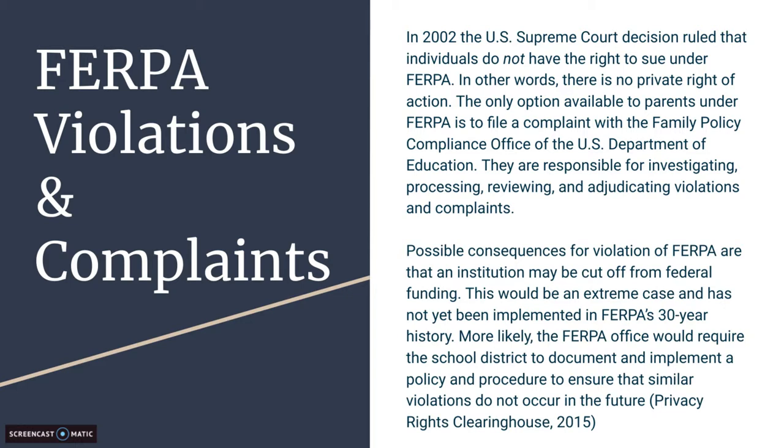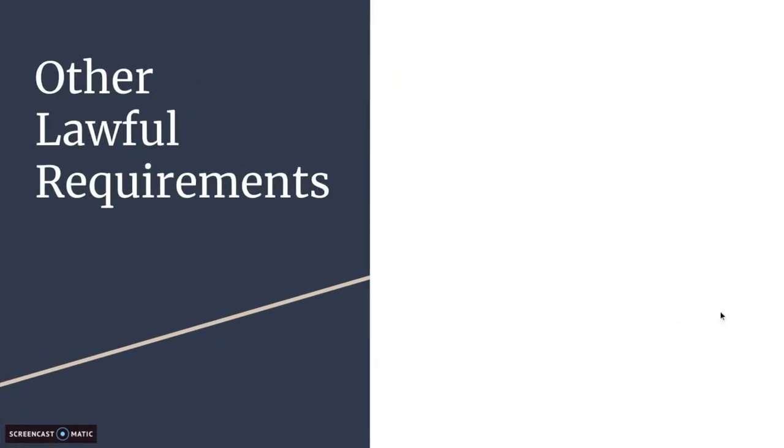And then consequences if there is a violation of FERPA. This, in an extreme case, would be cut off from federal funding, but in FERPA's 30-year existence, that's never happened. More than likely, the Family Policy Compliance Office, a part of the U.S. Department of Education, would reach out to the school and implement policies and procedures to ensure that any sort of violation that has occurred does not occur again in the future.